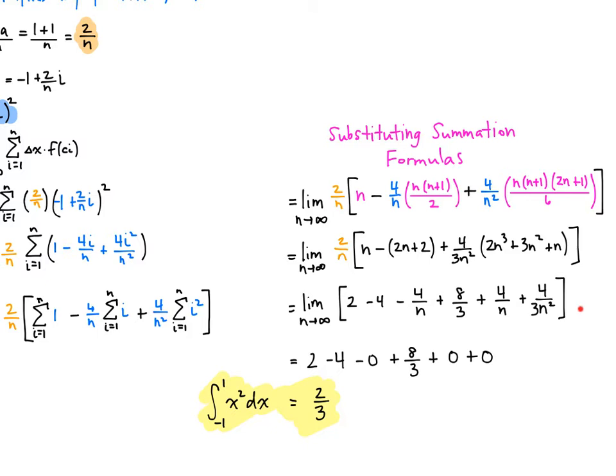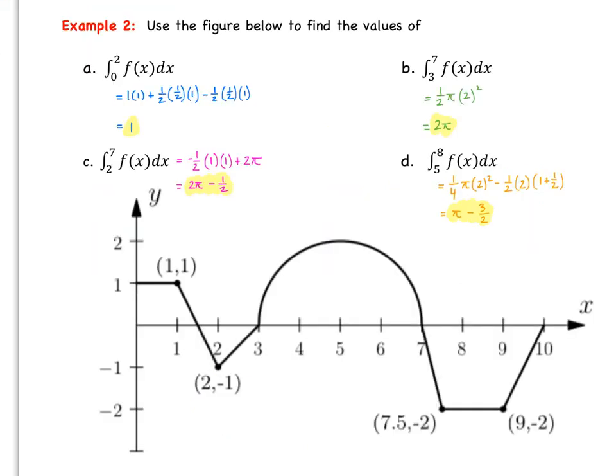And after you get down to it, we end up with the limit equaling 2/3. So therefore, our definite integral from -1 to 1 of x squared dx equals 2/3. Make sure you go through this algebra to prove that you also get 2/3.